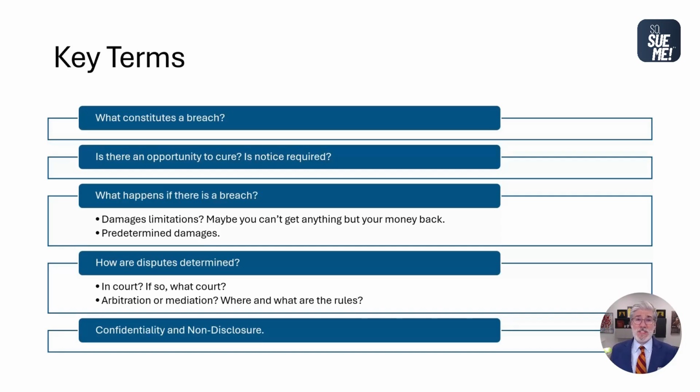The contract may also tell you how a dispute is determined. Do you go to court? If so, what court? Contracts sometimes tell you what state you have to go to court in, or they may tell you you have to go to arbitration or mediation, and they may tell you specifically where to go and what the rules are. So looking at the detail of the contract is important to understand whether there's been a breach, what you have to do if there's a breach, and where you can go for dispute resolution in case of a breach. Also, I mention here confidentiality and non-disclosure terms. Those are often buried in a contract and can be very important.